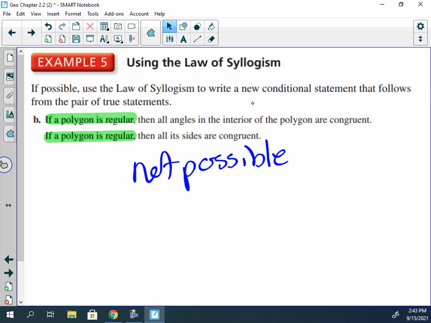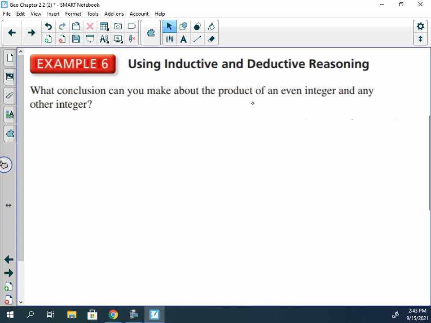So it's just not possible. Questions on this here? Very good. Okay.